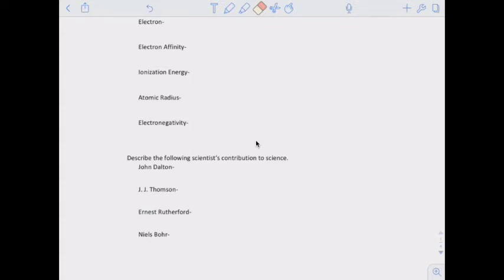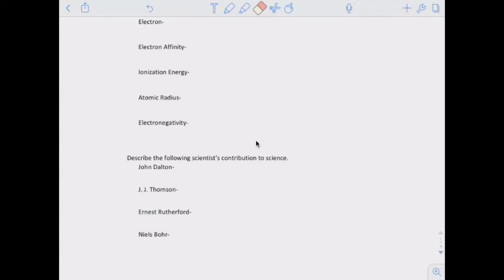J.J. Thomson was responsible for the discovery of the electron. Ernest Rutherford, with his Rutherford gold experiment, experimentally determined the nucleus. And then Niels Bohr was responsible for quantized energy levels. So there's the energy levels around the nucleus of an atom.